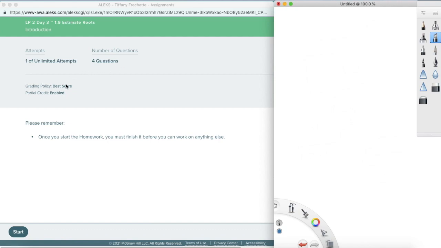Grading policy, it's always the best score. So if your first attempt was your best score and you've come in and tried it a few times, you don't lose any points for that. It's always your best score. And partial credit is enabled, meaning if you answer 1 of 4 questions, you get credit for the 1 question. And make sure you always click the Submit Assignment button in the bottom right corner. You won't see it on my screen. Teacher Preview doesn't have that, but you will see it on your screen when we click Start here.